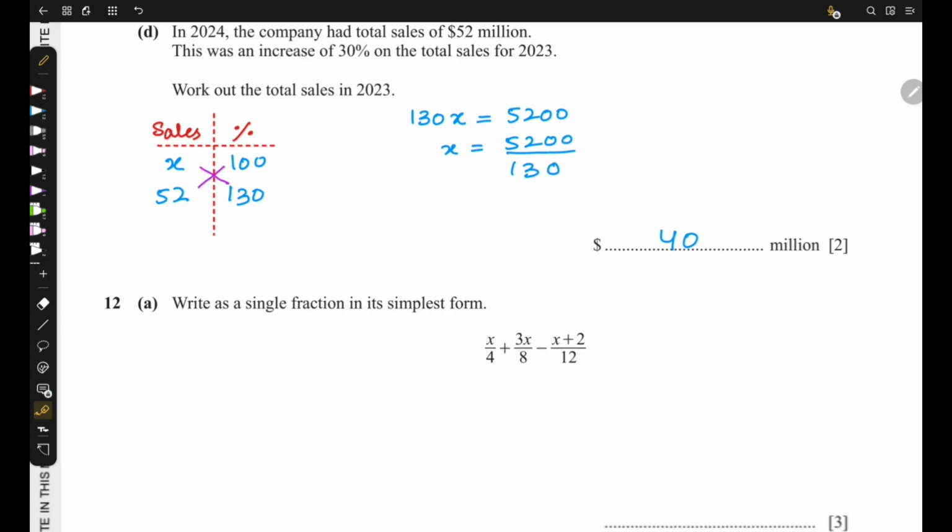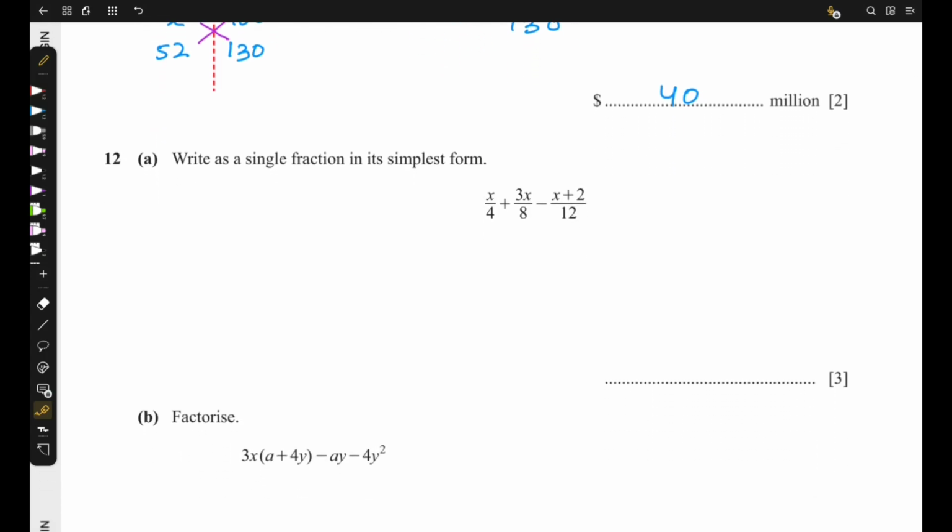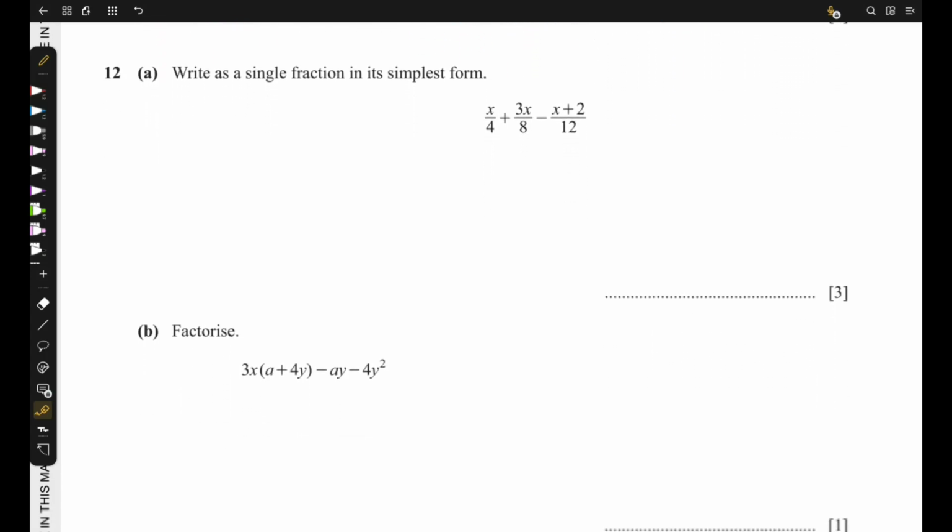Moving on. Question number 12. Write as a single fraction in its simplest form. So we have to represent these three different fractions in a single fraction, but it should be in the simplest form.